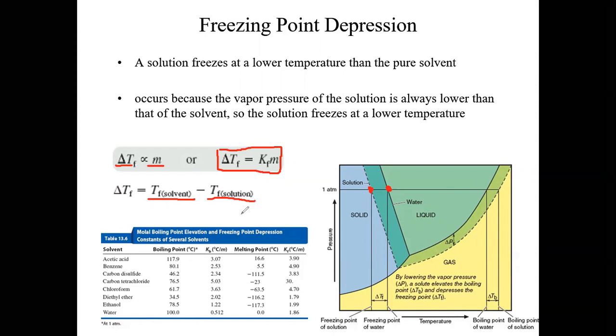And just like with the KB, you have a series of KFs for all the different solvents, and you have their corresponding melting points. Now it's understood that if you have water, you know its freezing point, or melting point, is 0 degrees Celsius. But you don't have to remember any of the other melting points for the other solvents, or the KFs. Those are typically given to you in a problem on an exam, homework, or a quiz. So now let's look at some problems involving freezing point depression.